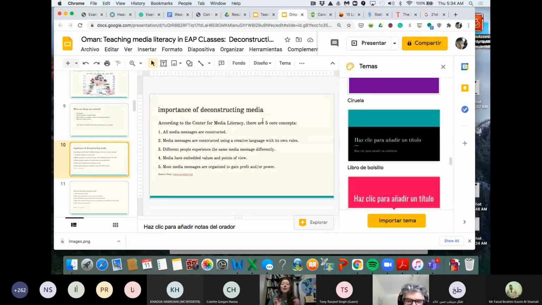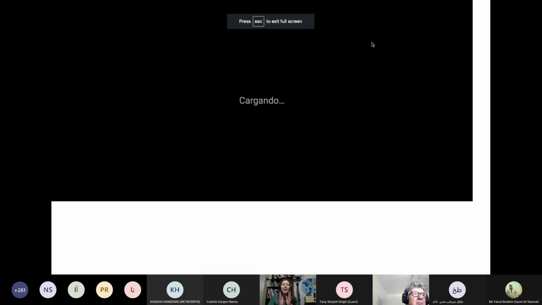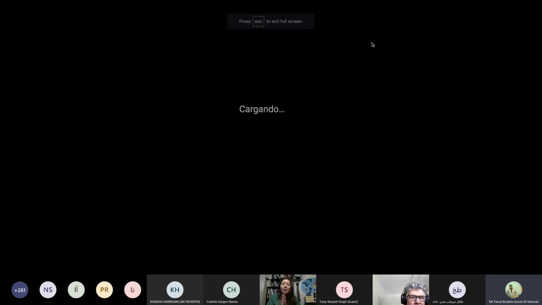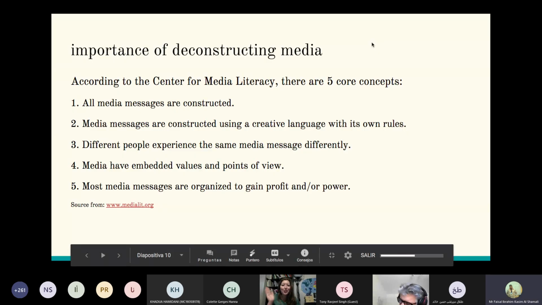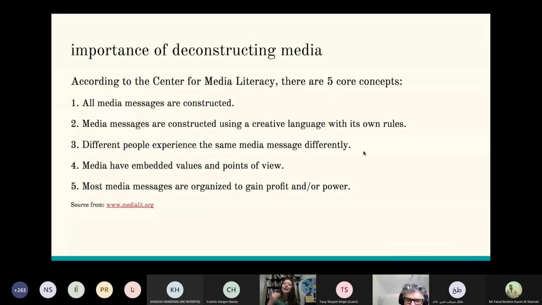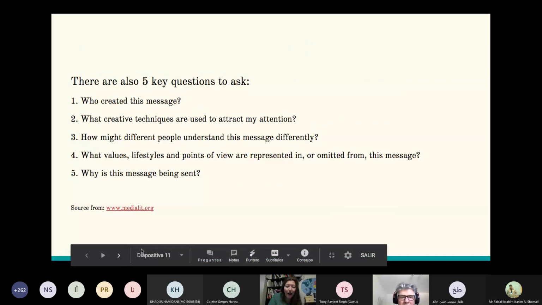Okay. So I will also be sharing my PowerPoint as well, but when we're looking at the importance of the deconstruction of media, as I said, there we go. Yeah, so all messages are constructed. And the one part that I was highlighting here was that different people experience the same media message differently. And of course, media have embedded values and points of view. And most media messages are organized to gain profit and or power.